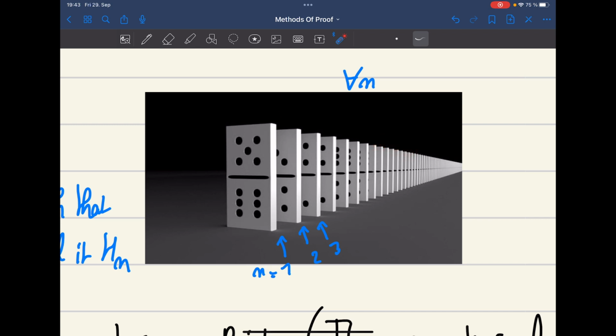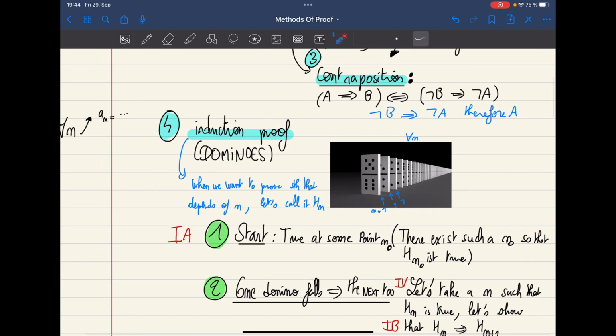So what we actually prove is there's a point where this property works, and if it works at this point, all the dominoes after that will fall. And this is exactly what we are doing with the induction proof.